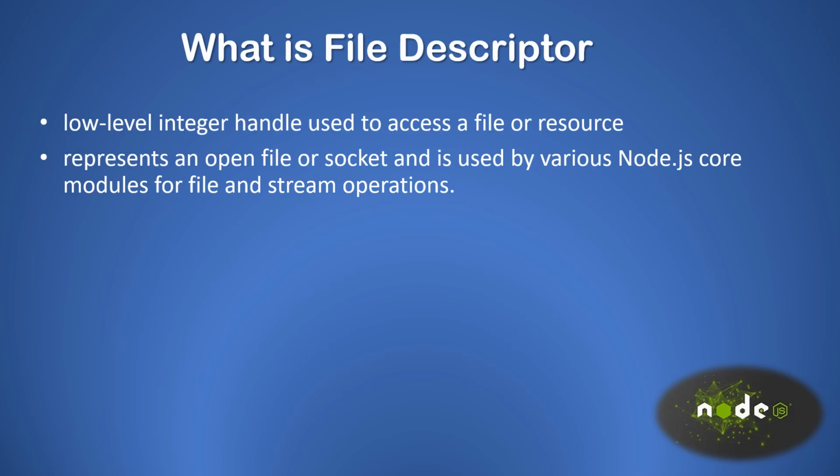So what is a file descriptor? A file descriptor is a unique integer handle used to identify an open file or resource in Node.js. It is obtained using fs.open. Open is a method within the fs module and is used for low-level operations like reading and writing files. That is what the file descriptor is meant for.